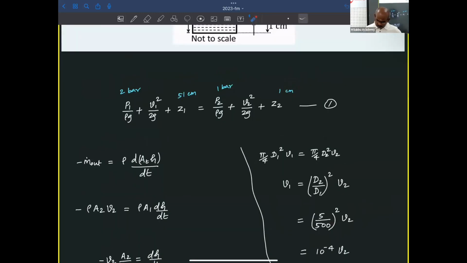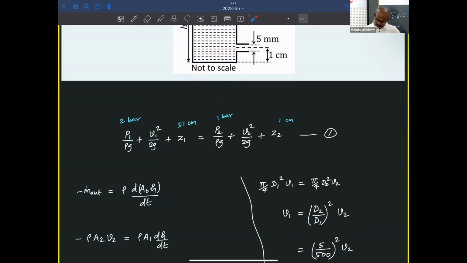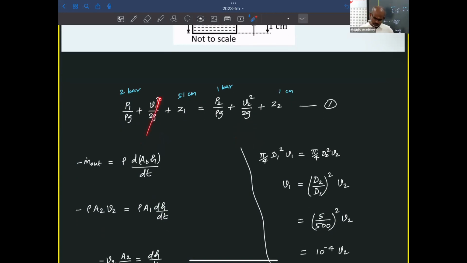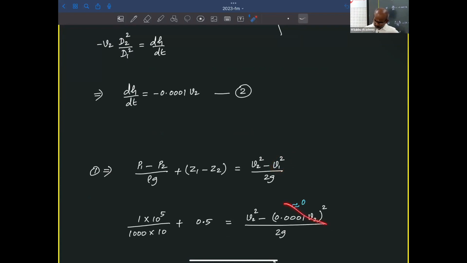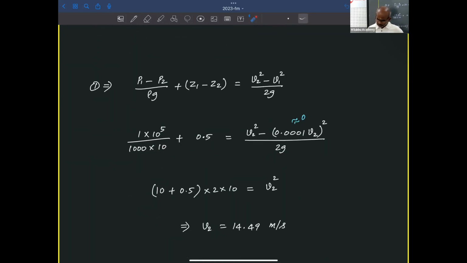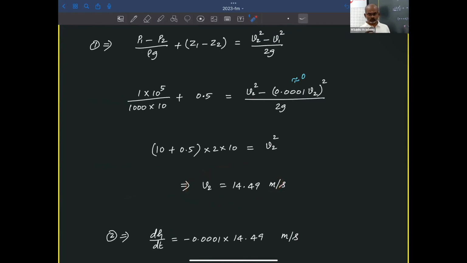But again, if you substitute this, actually we need V1 square. So V1 square will be much, much lower in comparison to V2 square. This will be simply negligible. And P1, P2, everything is available. Z1, Z2 is available, which is 51 centimeter and 1 centimeter, so 0.5 meter. P1 minus P2 is 1 bar, 1 into 10 power 5. Rho is 1000 and g is 10. From which we get the velocity through the opening as 14.49 meter per second.